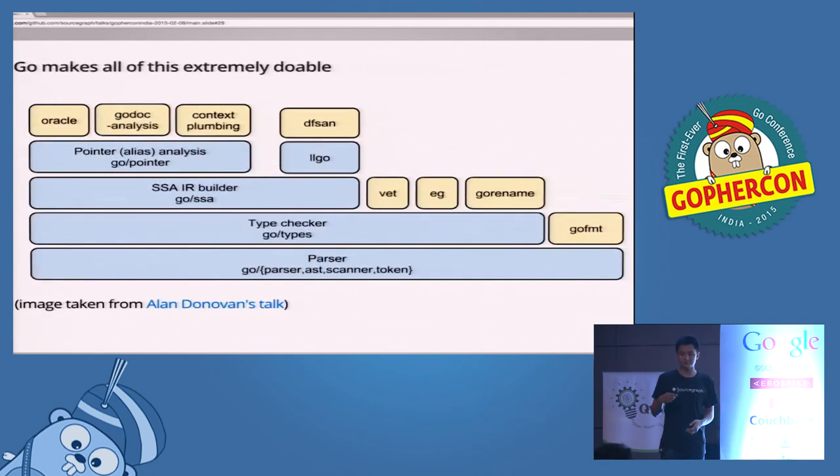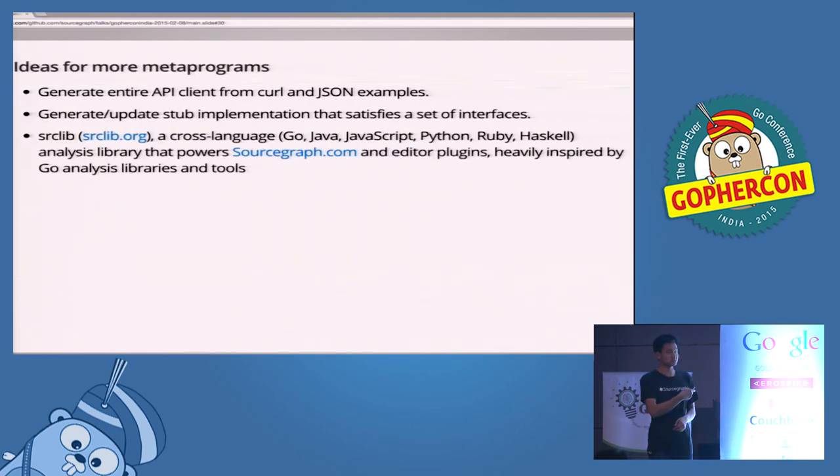And I think one of the reasons that a lot of these are quite short and sweet is that Go makes all of this very accessible. So the Go standard library has excellent support for getting at the AST, doing semantic analysis. There's just excellent support in the Go standard library for people who want to write metaprograms. And so you should check it out.